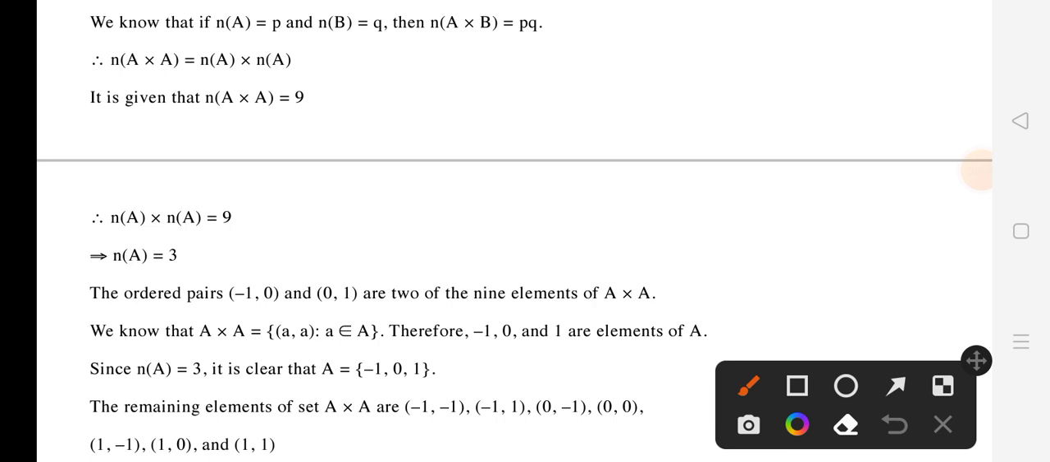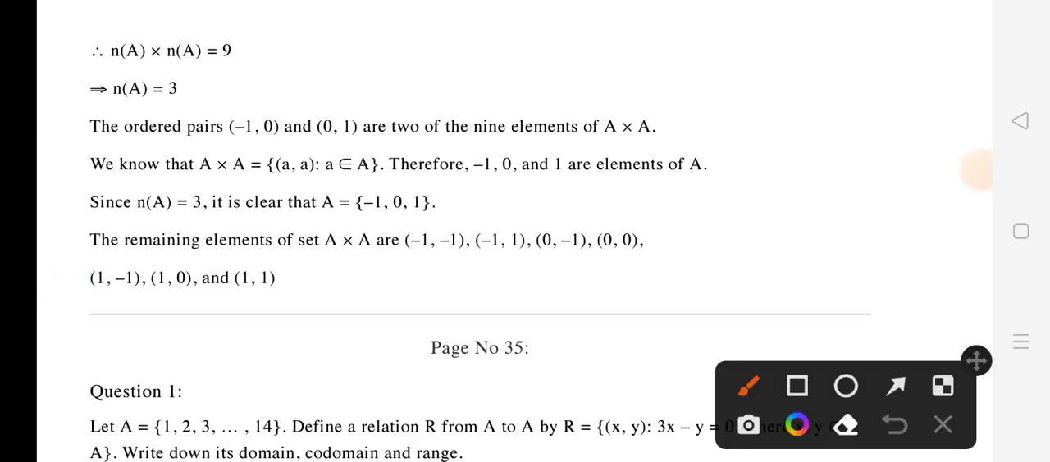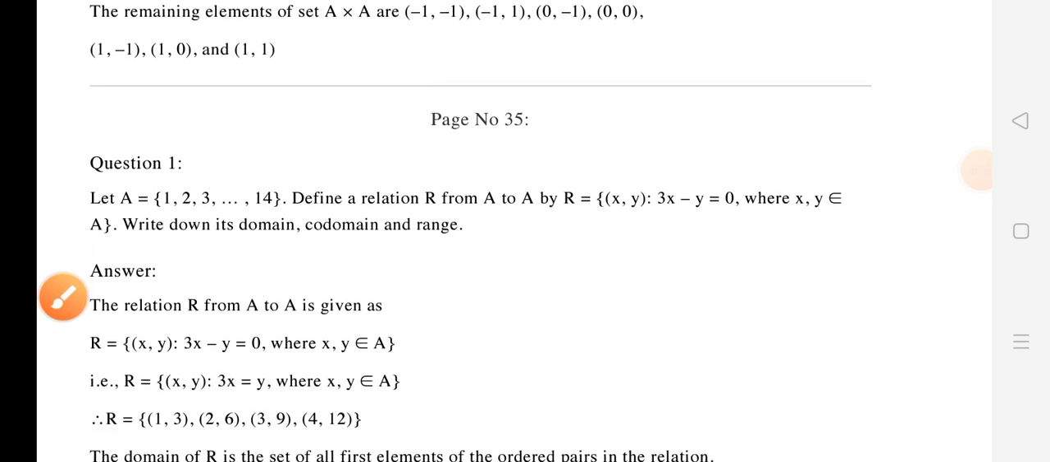The ordered pairs (-1, 0) and (0, 1) are 2 of the 9 elements of A cross A. We know that A cross A consists of (a, b) where a, b belong to A. Therefore -1, 0, 1 are elements of A. The number of elements in A is 3. It is clear that A is equal to {-1, 0, 1}. The remaining elements of set A cross A are (-1, -1), (-1, 1), (0, -1), (0, 0), (1, -1), (1, 0) and (1, 1). So you can solve these questions like that.